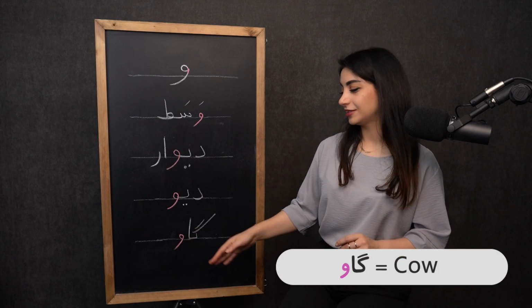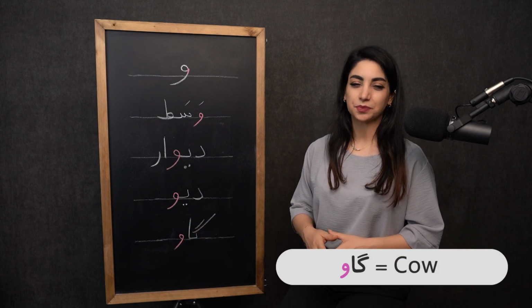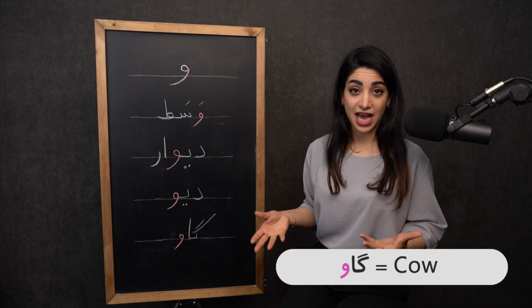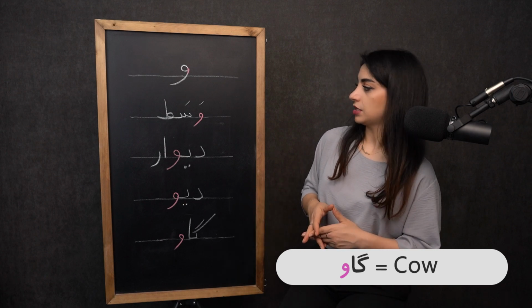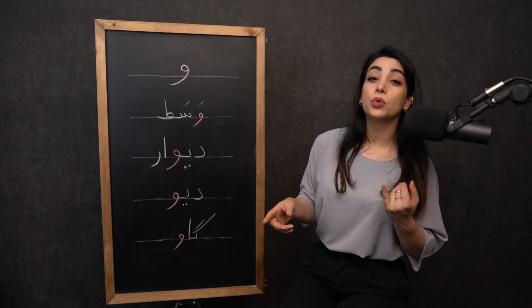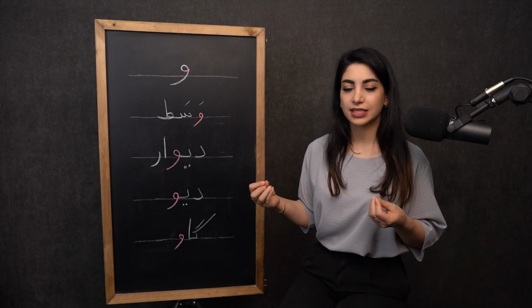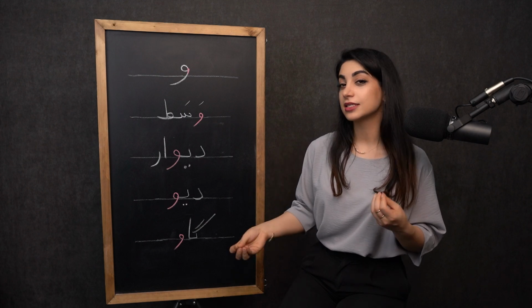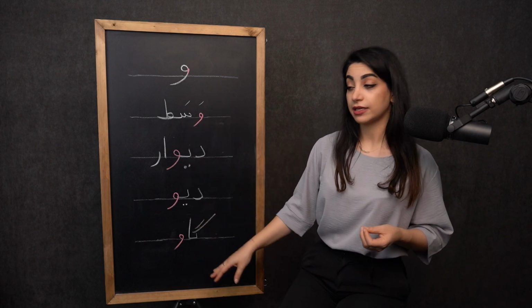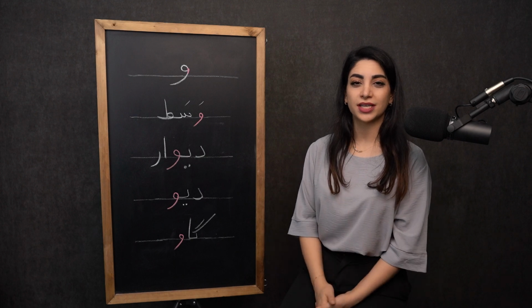And our last word, where we have our V completely separate and at the end. Gav. Gav is the same as cow in English. So now you know, depending on the place of V in a word, where does it attach and where it doesn't, how it would look like, plus, for new words.